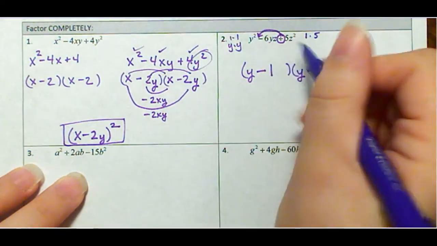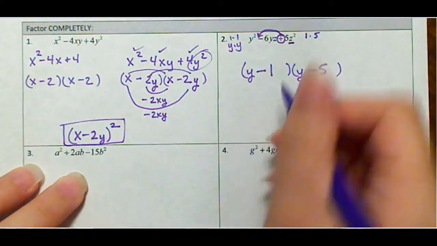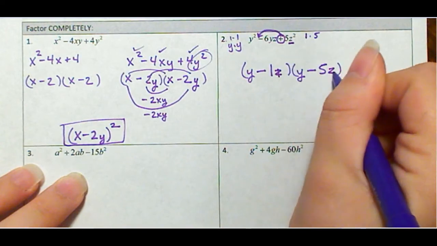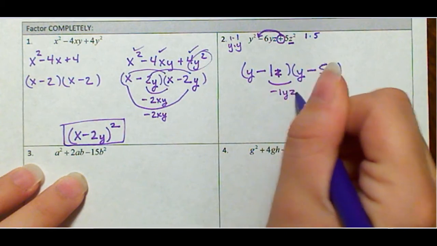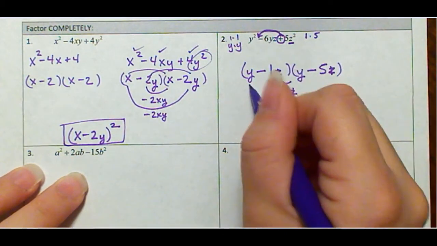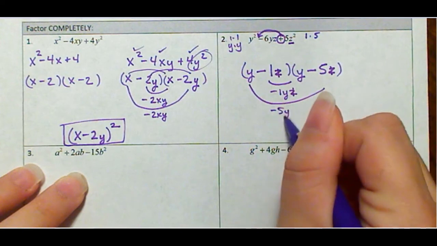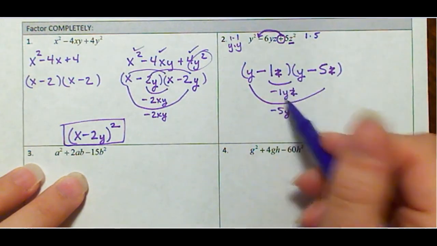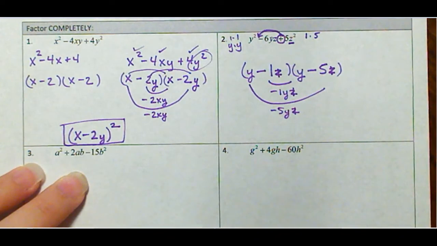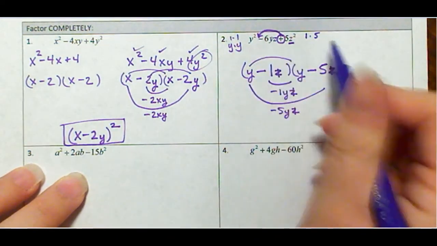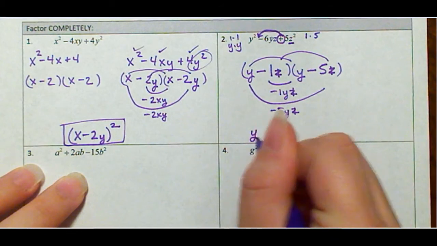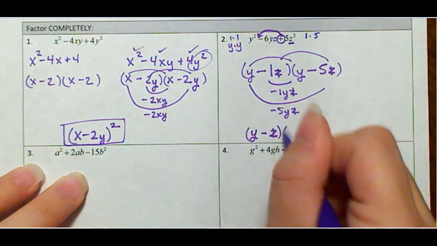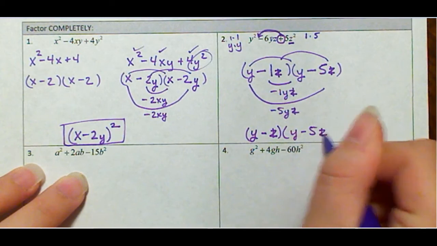The only thing to add on is our z squared. So we're going to add a z here and a z here, and we're going to check it. So that gives us negative 1yz, notice I'm putting them in alphabetical order, minus 5yz. And that adds up to negative 6yz. Y times y is y squared. Negative 5z times negative 1z is going to give us 5z squared. So our final answer is y minus z times y minus 5z.